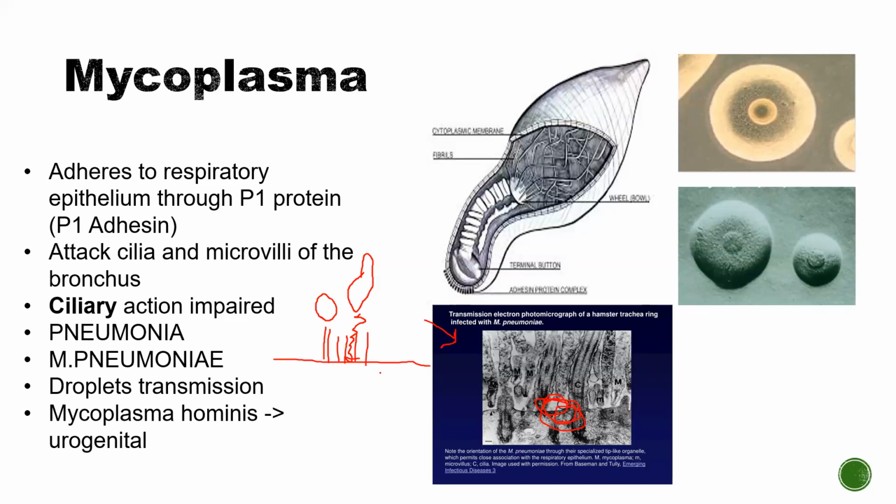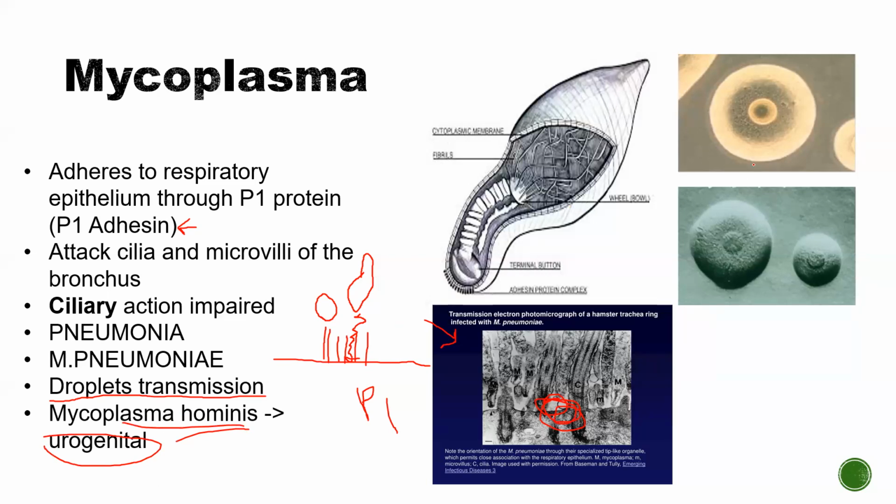And the way it adheres to the respiratory epithelium is through protein P1. Remember P1, it's also called P1 adhesion, so it can remind you that it's used for adhesion. What else? Also droplet transmission, so this can give you a clue that its incidence increases in crowded areas. There's also a subtype of mycoplasma called hominis. This causes urogenital diseases. This is very rare, I've never heard of this before.